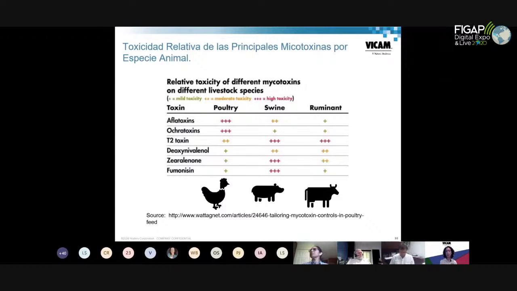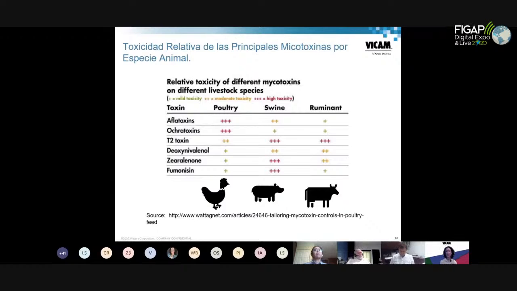So poultry is particularly susceptible to aflatoxins, ochratoxins, and T2. Okay, aflatoxin is generally a liver toxin, and it also can cause immunosuppression. Ochratoxin is known as a kidney toxin.